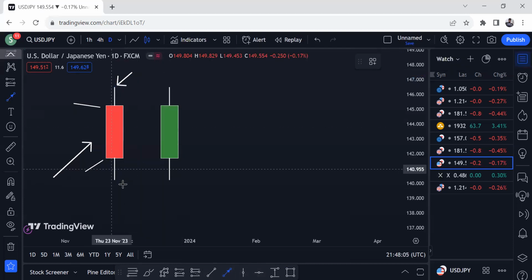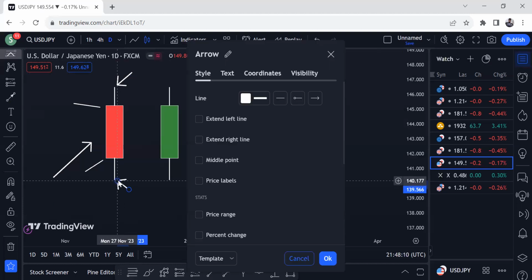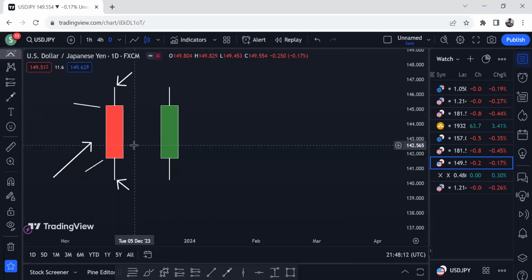I'm drawing it so that we all see it very well. Okay. This is actually the basic for price action. This is actually the basics for technical trading. So we cannot miss this one.